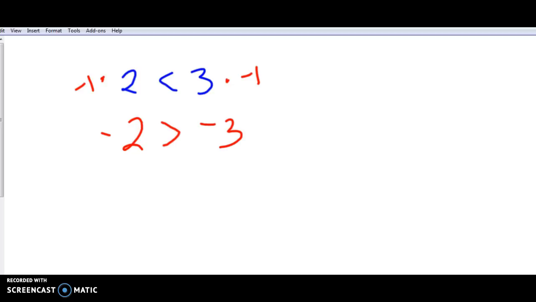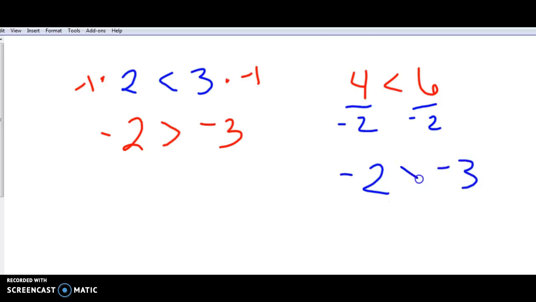Same thing with division. If I had 4 is less than 6, and I divide both sides by negative 2, 4 divided by negative 2 is negative 2. 6 divided by negative 2 is negative 3. The smaller number is negative 3. So the bigger part of the arrow needs to be toward the bigger number. The smaller part of the arrow needs to be toward the smaller number.